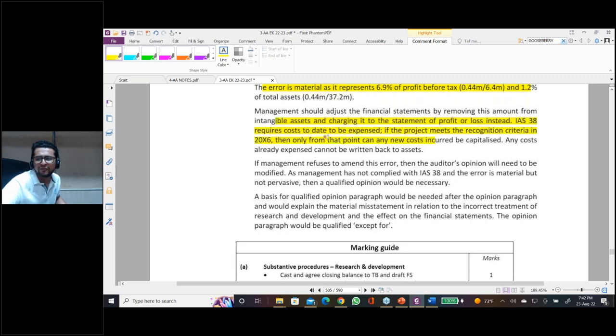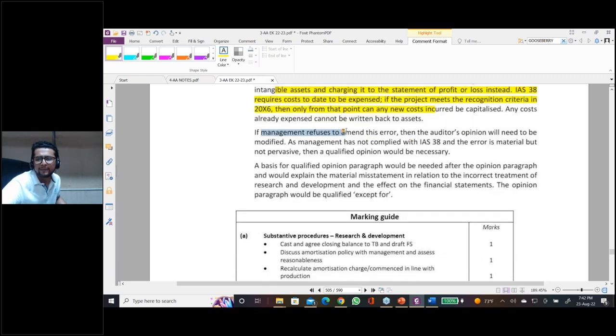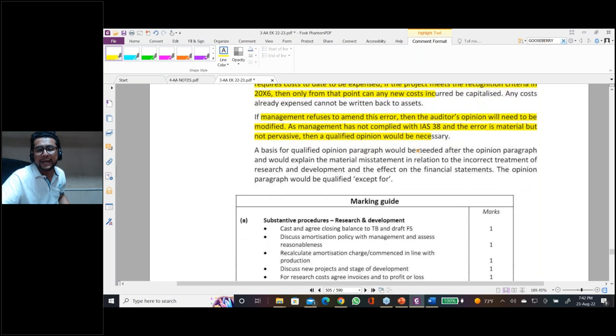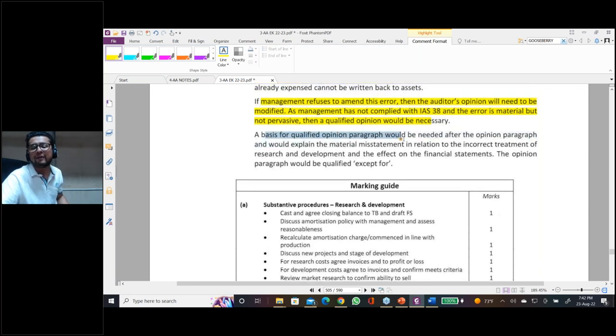They should write it off, but considering they are refusing it, the auditor's opinion will be a qualified 'except for' opinion, but not a pervasive one, because this is only one adjustment. It does not mean the whole financial statements are useless. The basis for qualified opinion paragraph would be added right after the opinion paragraph, and it will explain that the assets are currently overstated and the expenses are understated.